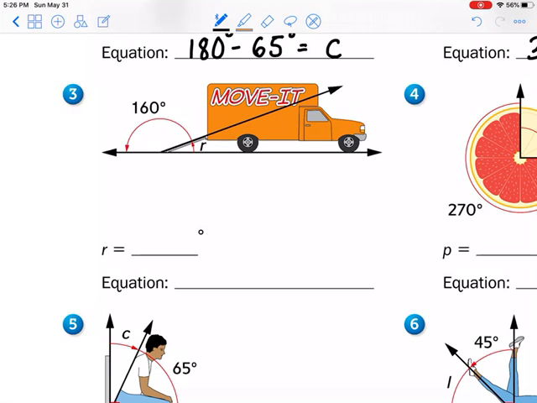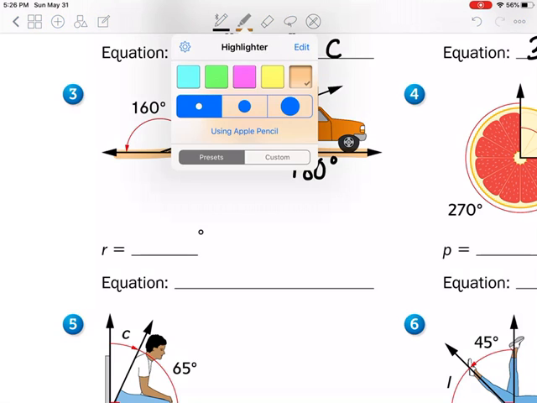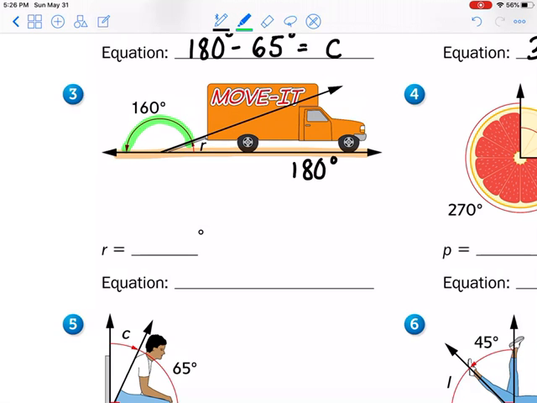Okay, let's look at number three. So here is a moving truck, and they want to know what the angle is from the ramp to the ground. They give you a few key pieces of information. They give you the straight angle, which is 180 degrees. They give you from the ramp to the floor, which is 160 degrees. And they want you to find out this angle from the floor to the back of the ramp, which would be labeled as R. So you take the straight angle, 180 degrees, you subtract the angle you already know, which is 160 degrees, and you would get the measure for R. And R is equal to 20 degrees.